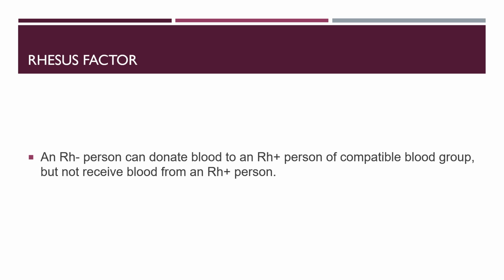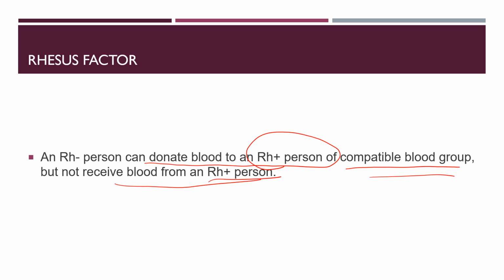Now, another important thing about the rhesus factor is that a rhesus negative person can donate blood to a rhesus positive person of compatible blood group only, but cannot receive blood from a rhesus positive person. If a person is O negative, they can donate blood to an O positive person, but cannot receive blood from an Rh positive person, because that antibody will try to destroy or kill that antigen. So let us see the compatibility chart now.